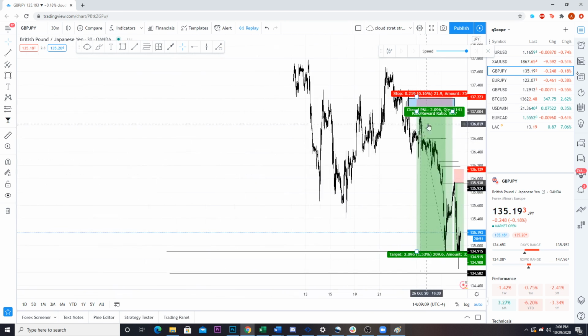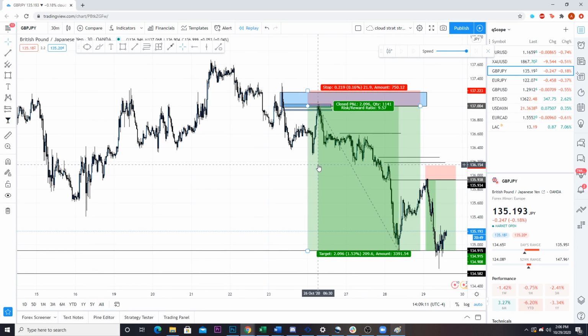Okay, so that's how you use imbalances to spot areas in the market where you can be interested in being a seller or a buyer, and coupling that with all the other things you've been learning thus far can help you create some very profound directional bias ideas and ultimately aid you in your trading.